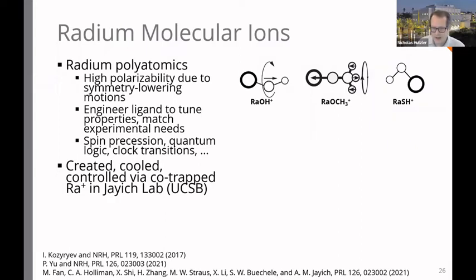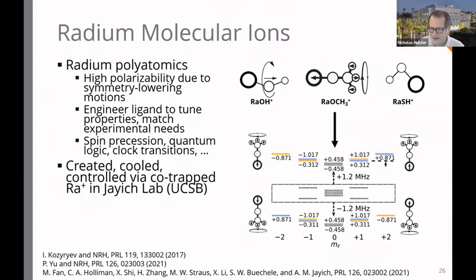And so in my lab, we've been exploring theoretically how you can engineer these different structures by attaching different things to radium. These are 3 examples, all of which have been created in Andrew Jayich's lab at UCSB, that we in our lab explored theoretically by looking at the structure of these molecules, calculating the sensitivity to nuclear shift moments and the magnetic moments, and making sure that they have the right structure and features that you need to actually do these experiments.